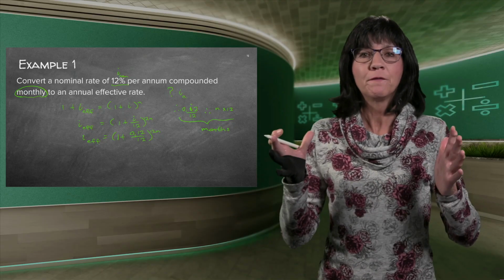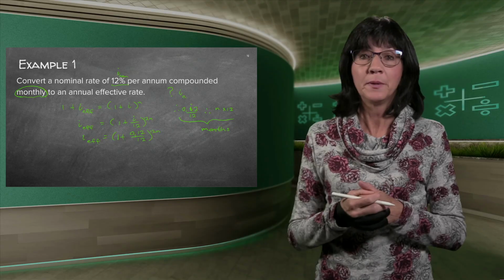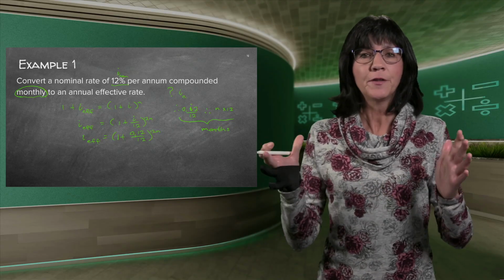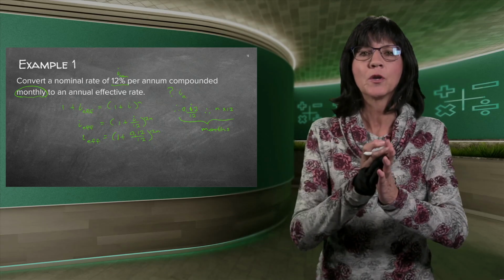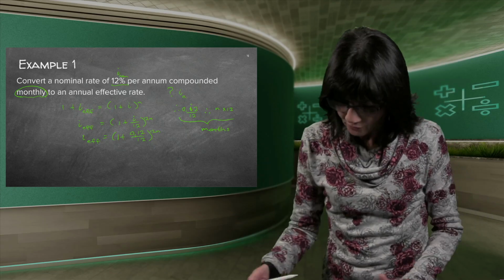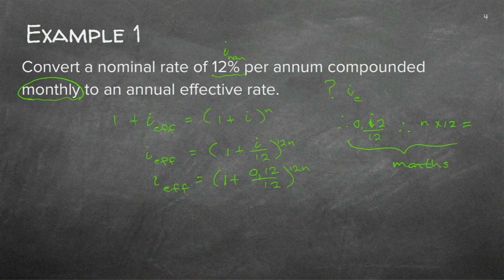If they work out effective rate, and I'm going to go back now and make a big fat note of that: if they talk about effective rate, you always work it out only for 1 year. So that will be 1 times 12, which equals 12. Let's not do it too long, so let's just take off that little n there, because my n is now also months, but it's always for 1 year, so it's 12 months.